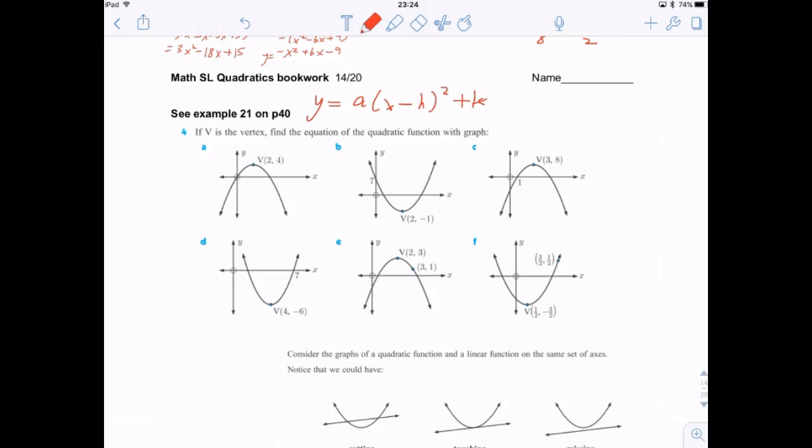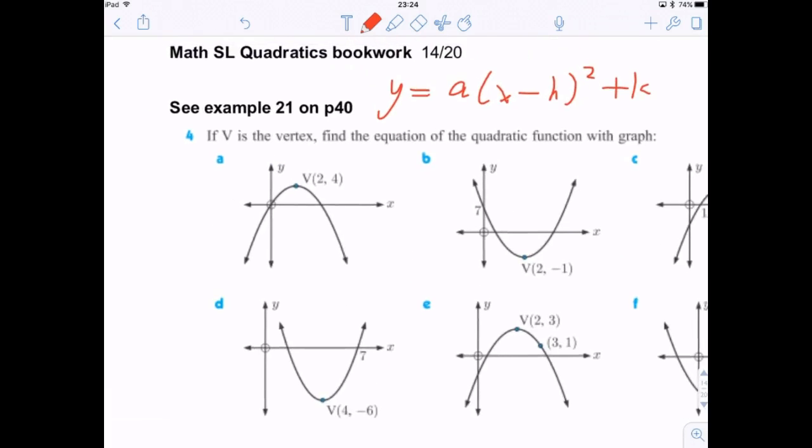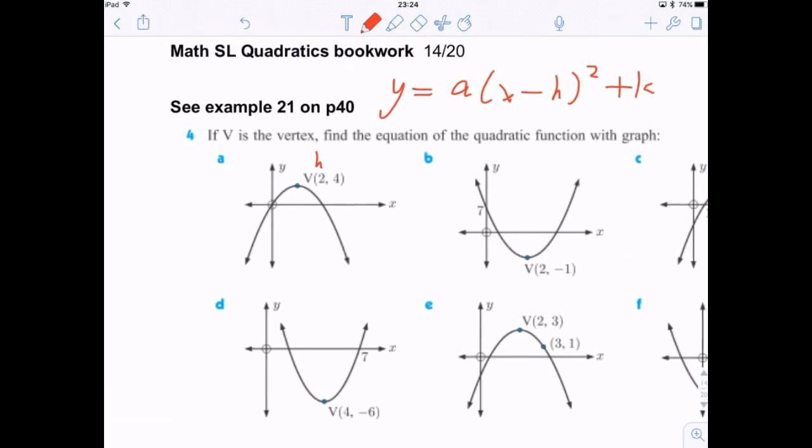Where h and k are the coordinates of the vertex. So, for example, for a here, the coordinates of the vertex are 2 and 4. So our equation is probably going to look like this: a times x minus 2 squared plus 4. And then we just need to figure out what a is. How can we figure out what a is?